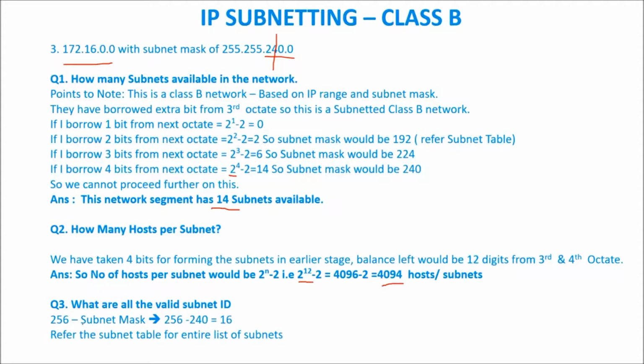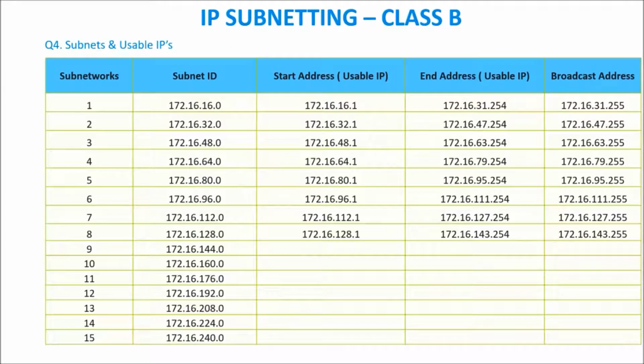So what are all the valid subnet IDs? Just 240, subtract the 240 from 256, you'll get 16. Now it will go in the increment of 16. See the table? Where it is getting increased, since I have already explained, I didn't mark it here. Anyway, I'll just give it to you for example. I'm just doing the changes in the third segment, right? Why? Because this is a subnetted class B where we have to make a change.